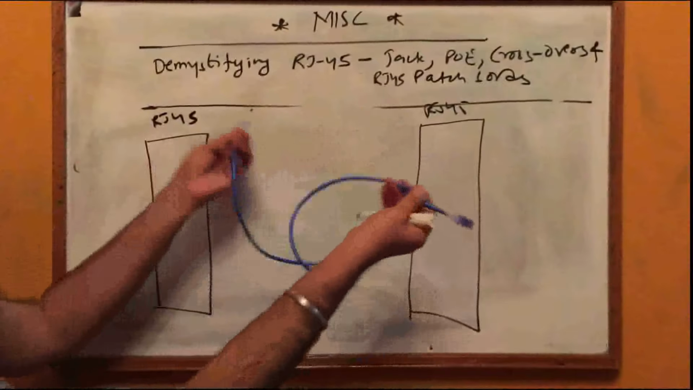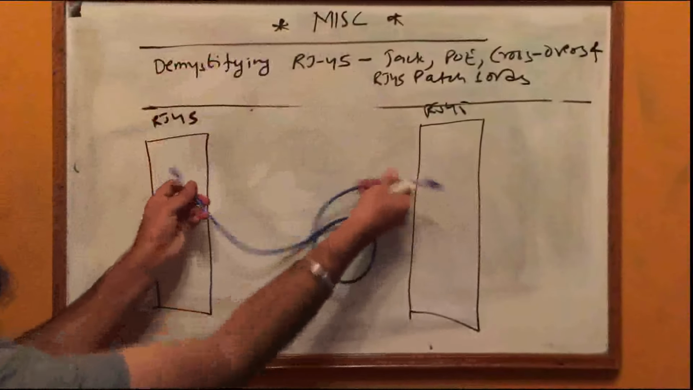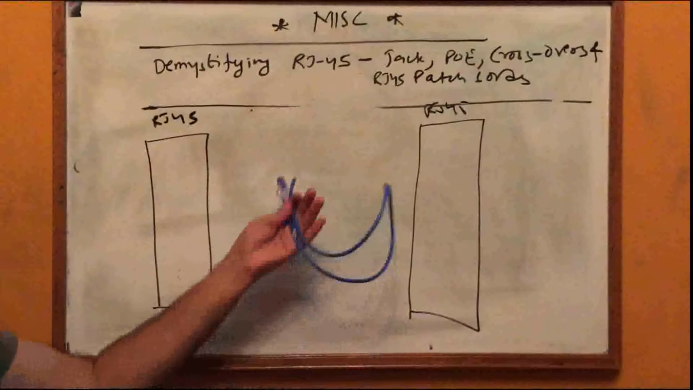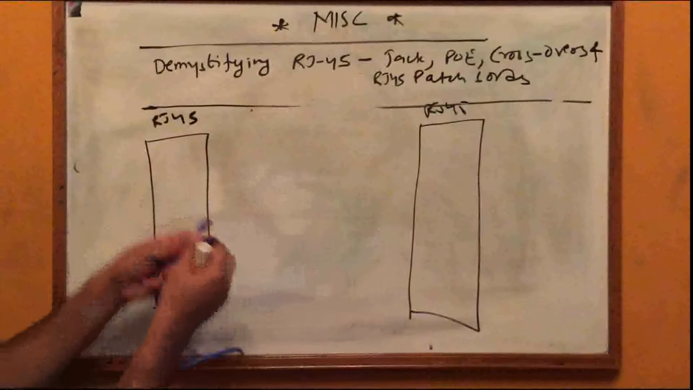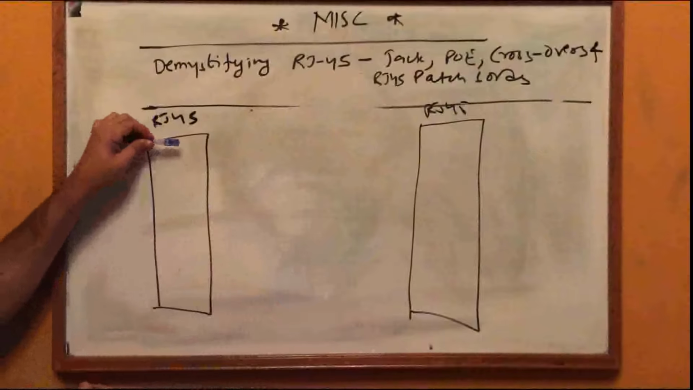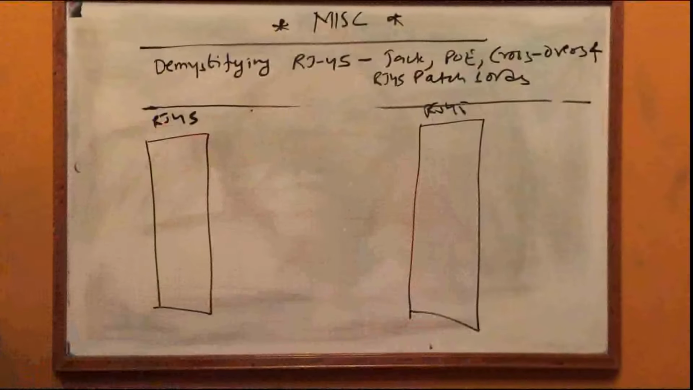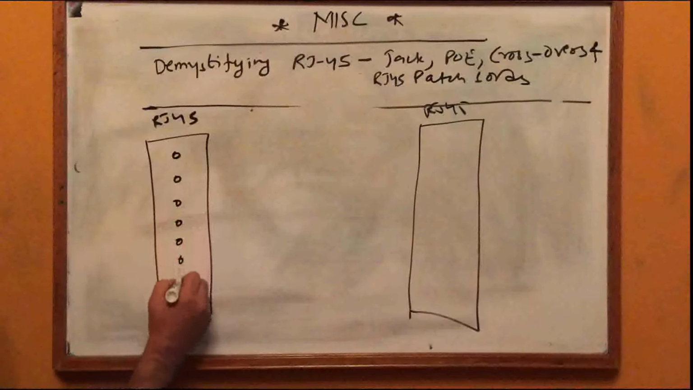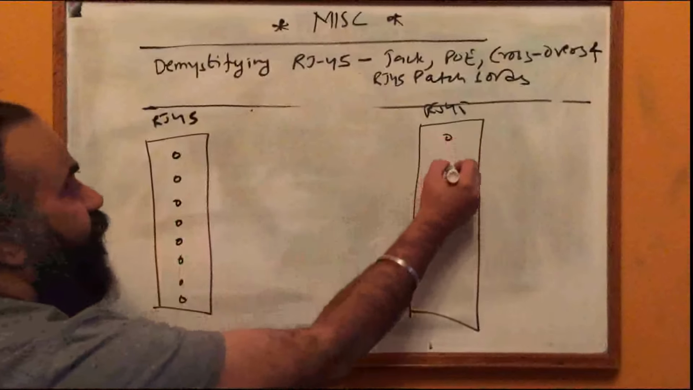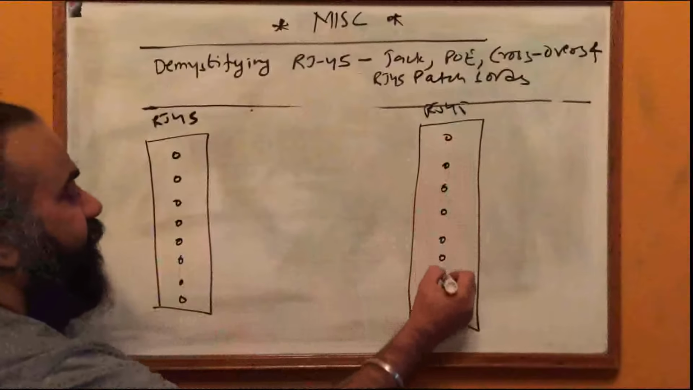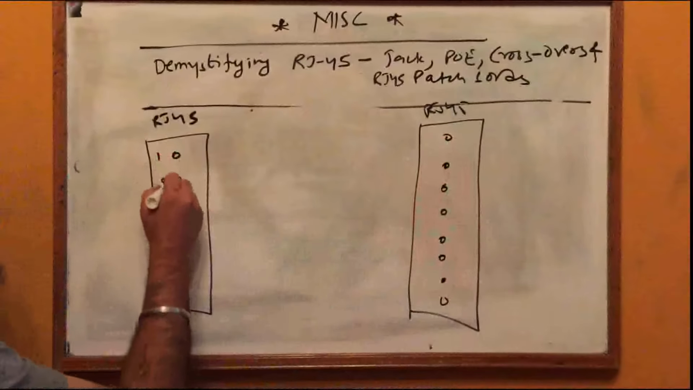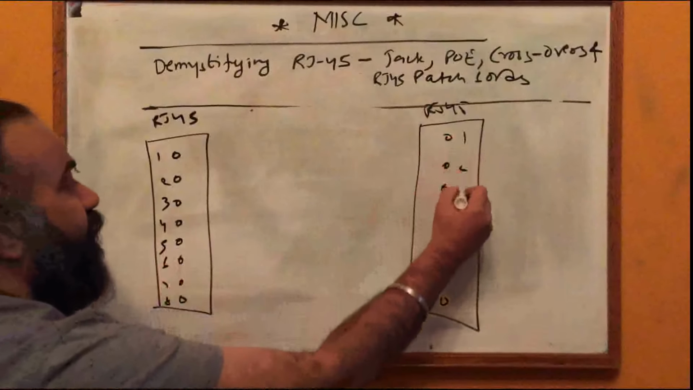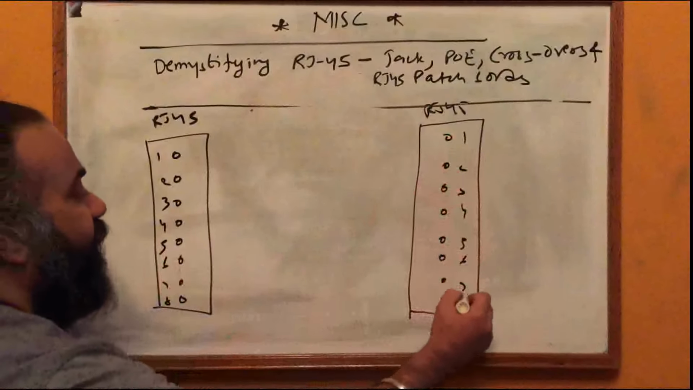So what goes in between is what is in the wire itself. How will we know whether this is a straight wire or a patch cord? This is what we are going to explain. When I say RJ45, it means this RJ45 is here and this RJ45 is here. We name the pins 1, 2, 3, 4, 5, 6, 7, 8 on each side.